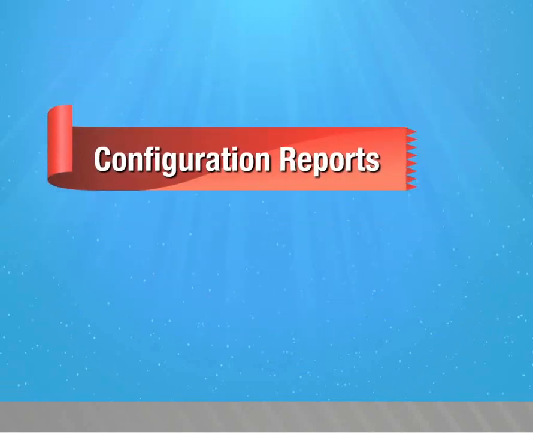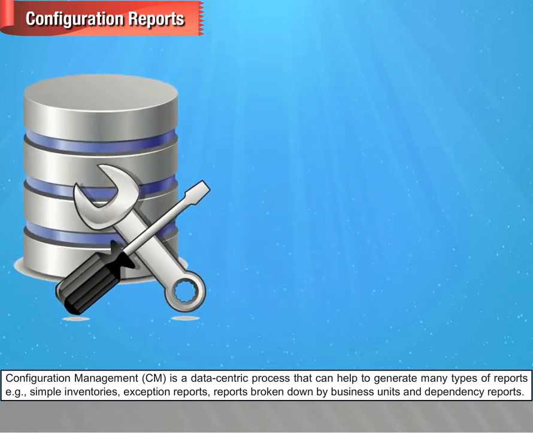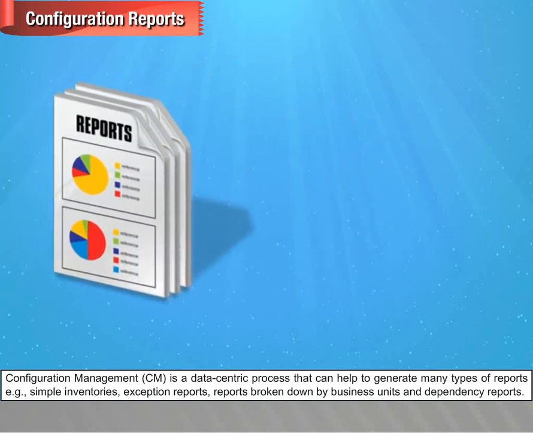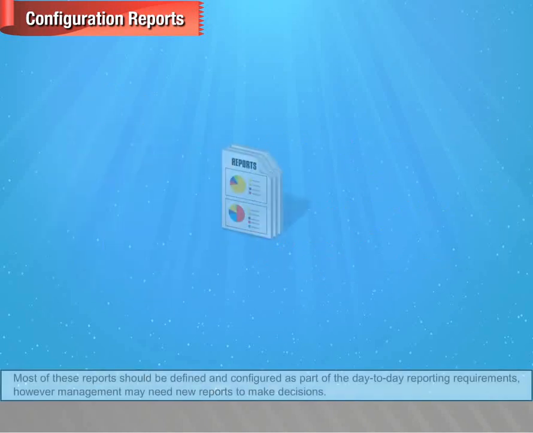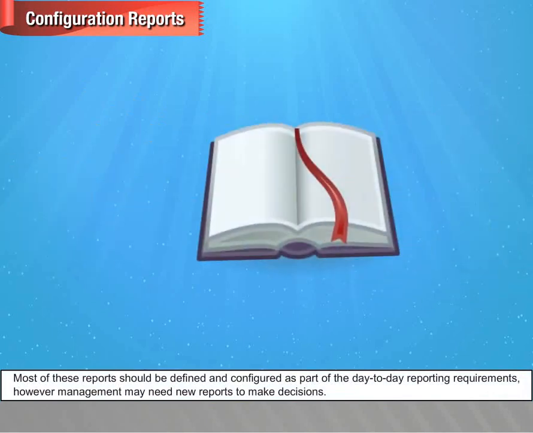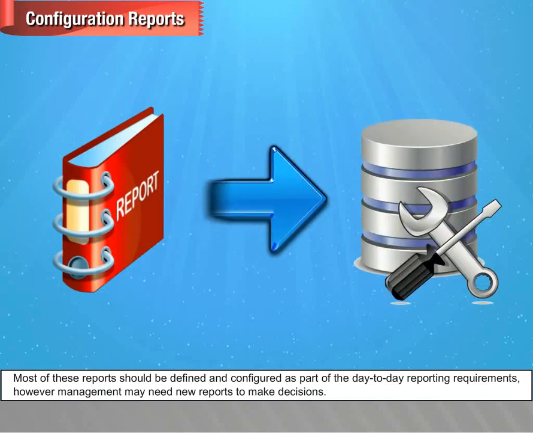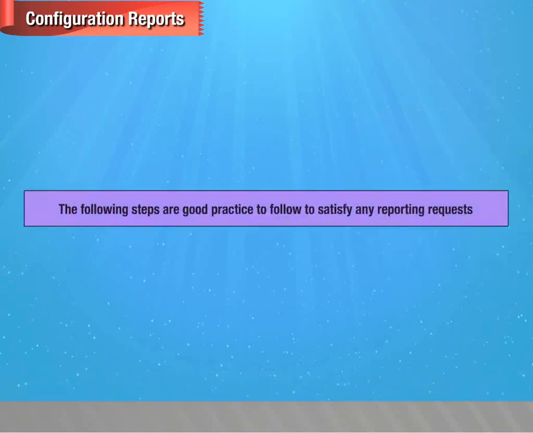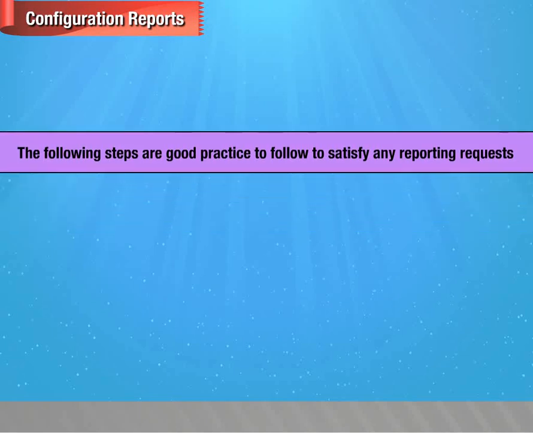Configuration reports. Configuration management (CM) is a data-centric process that can help to generate many types of reports. For example, simple inventories, exception reports, reports broken down by business units, and dependency reports. Most of these reports should be defined and configured as a part of the day-to-day reporting requirements. However, management may need new reports to make decisions. The following steps are good practice to follow to satisfy any reporting request.